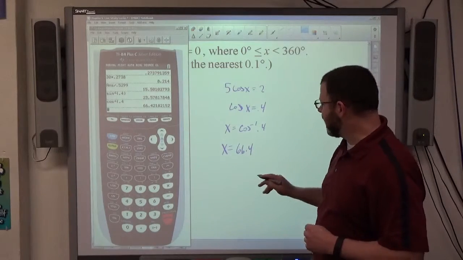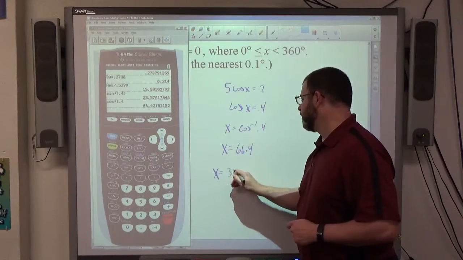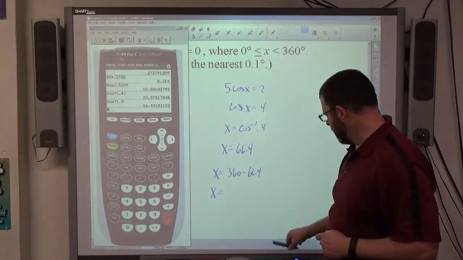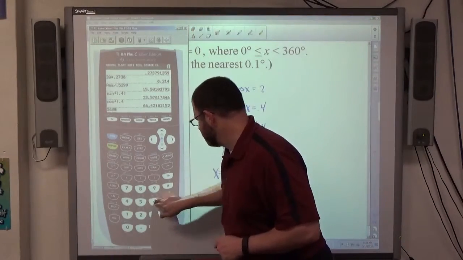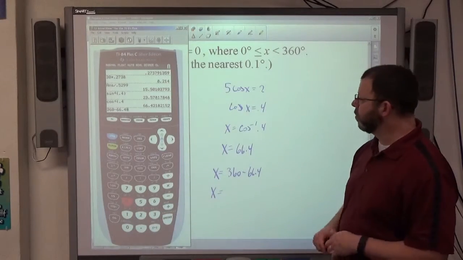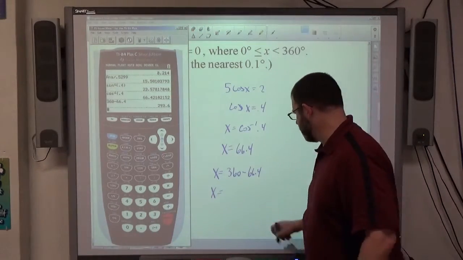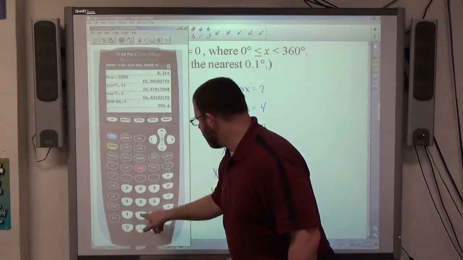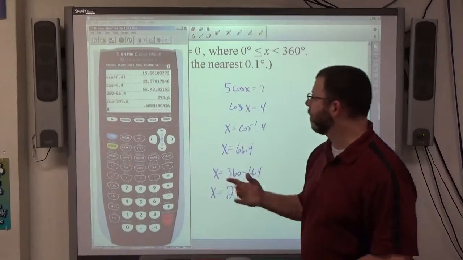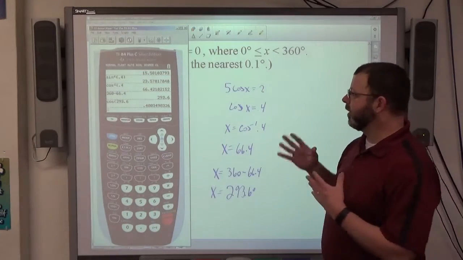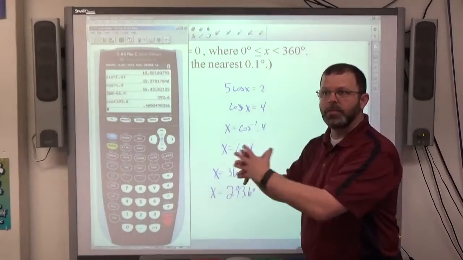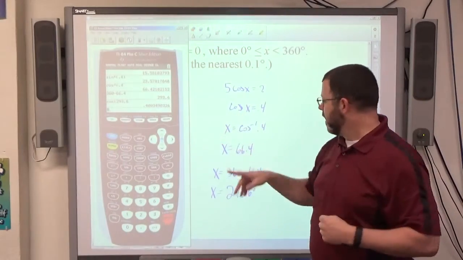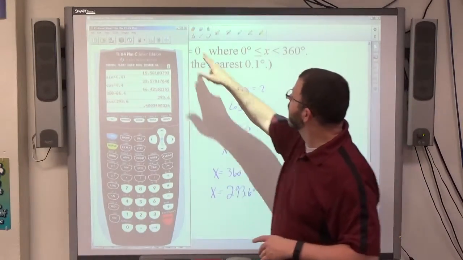For cosine, the second answer is 360 minus the first answer. So if I do 360 minus 66.4, comes out to 293.6. If you try it out, cosine 293.6, it should be 0.4. You can see that. So again, the calculator is programmed to find me the answer within that initial interval for cosine, first or second quadrant between 0 and 180. You have to do the 360 minus, remember that part, to get the second answer.